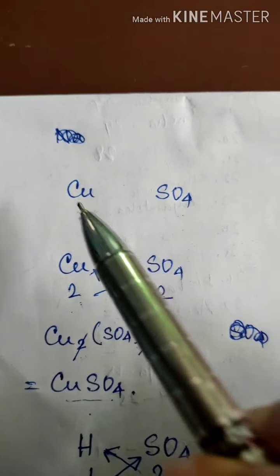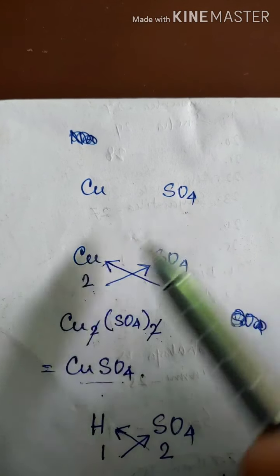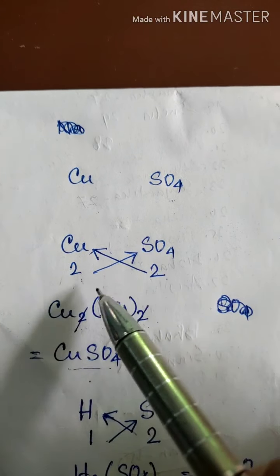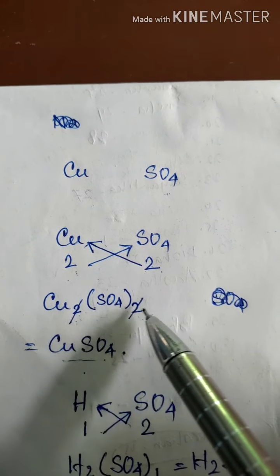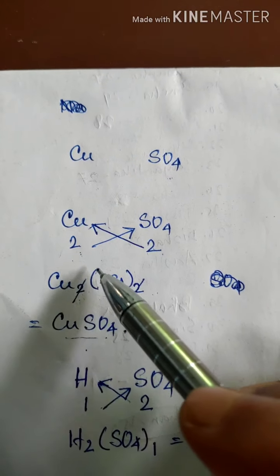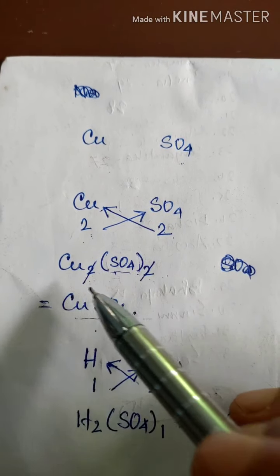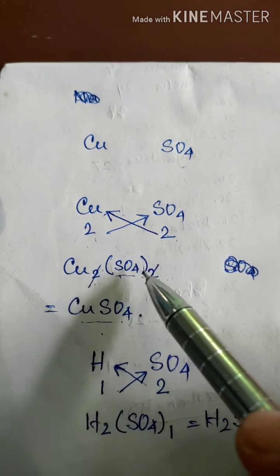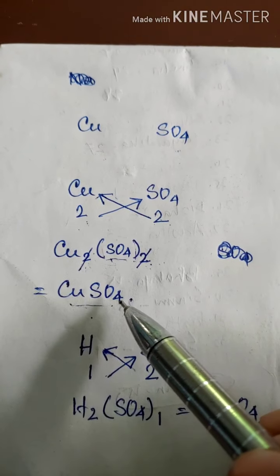Now let's go to another example. Here copper is reacting with sulfate ion. Both the valency of copper and sulfate ion is 2. So by the crisscross method we will get Cu2SO4 2-2. As sulfate is a radical, we have to put a bracket to indicate a separate radical. As both of them have 2, it will be struck off. So the final formula will be CuSO4.